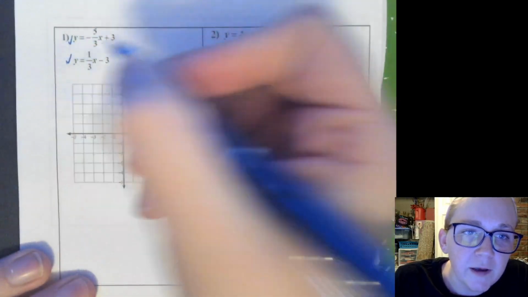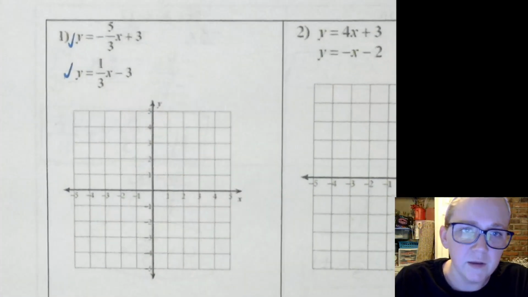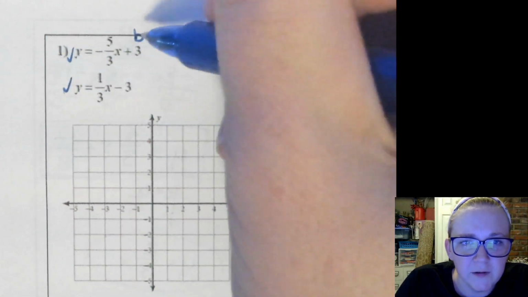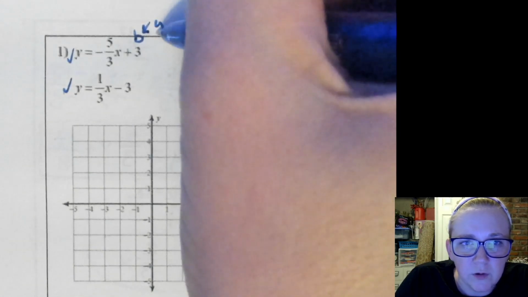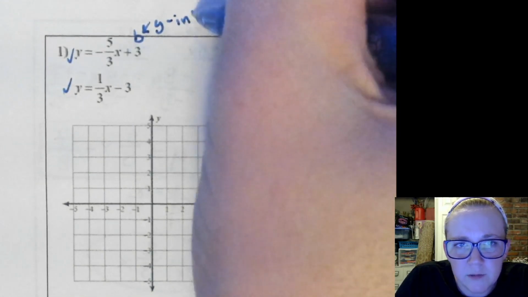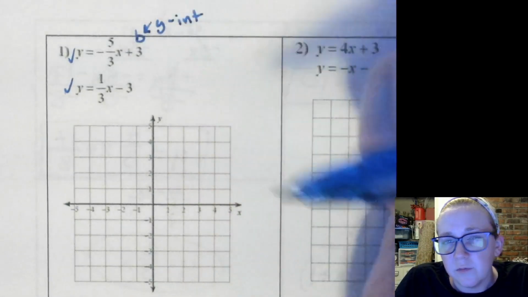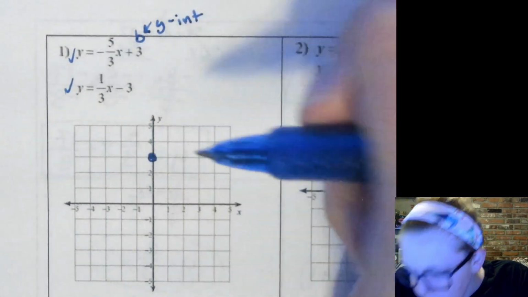Remember, I always said you start with the b value. This is your b value right here for this first one. You see how it says +3? In case you forgot, the b is your y-intercept. So you're going to find your y-axis, and you're going to find +3, and I'm going to put a dot right there.